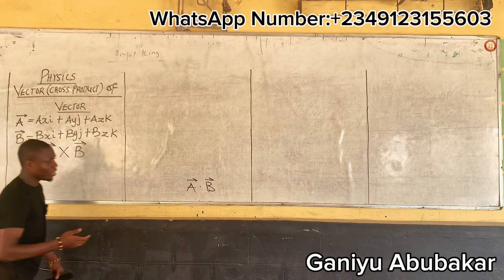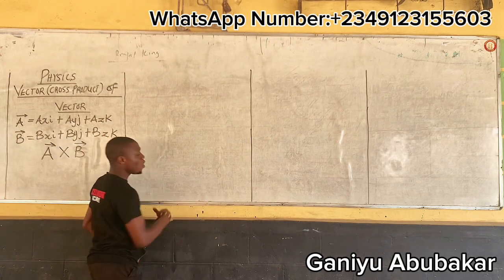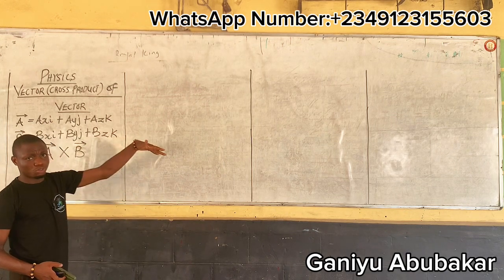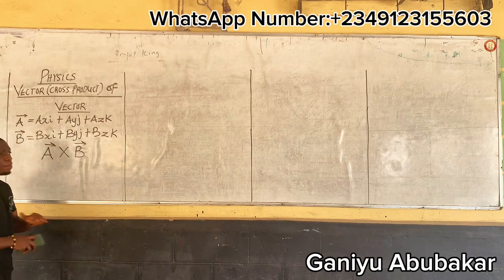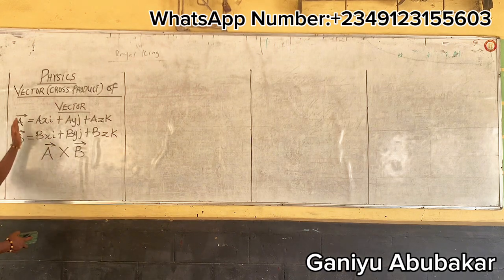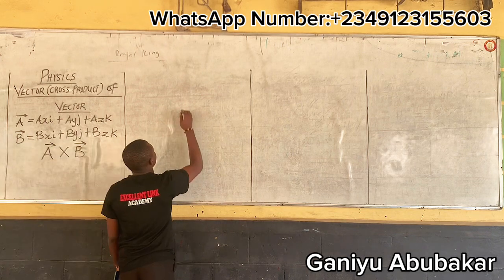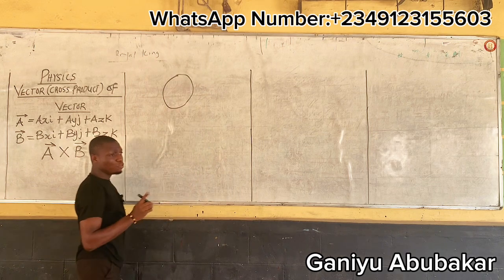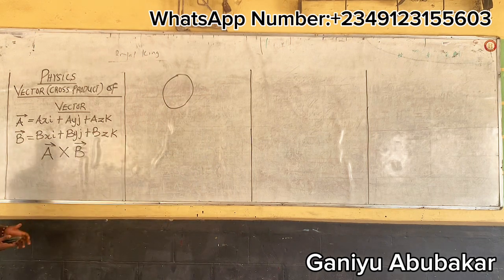So let's derive the formula. By the way, when we did the scalar product, I derived the formulas for you. So similarly here, let's derive the formula for calculating the cross product of vectors. First, let's start from here. I'll draw a circle this way. We are trying to prove the formula for vector a cross vector b.